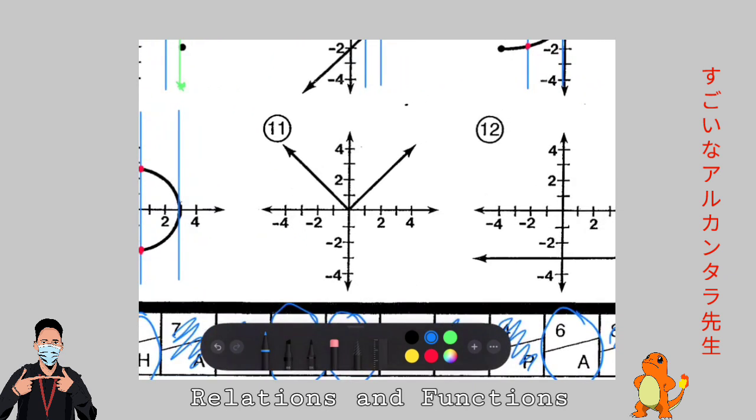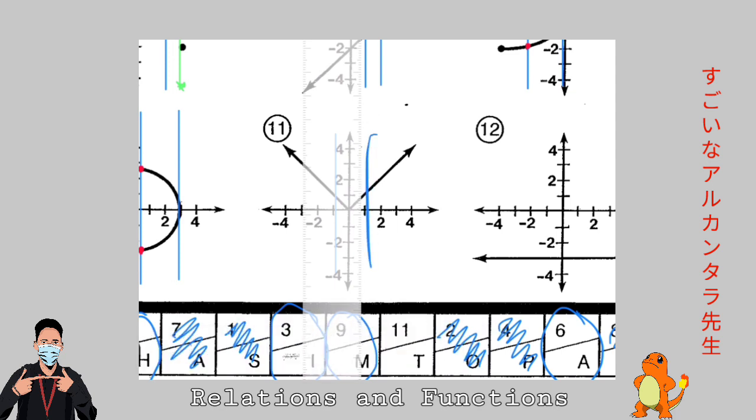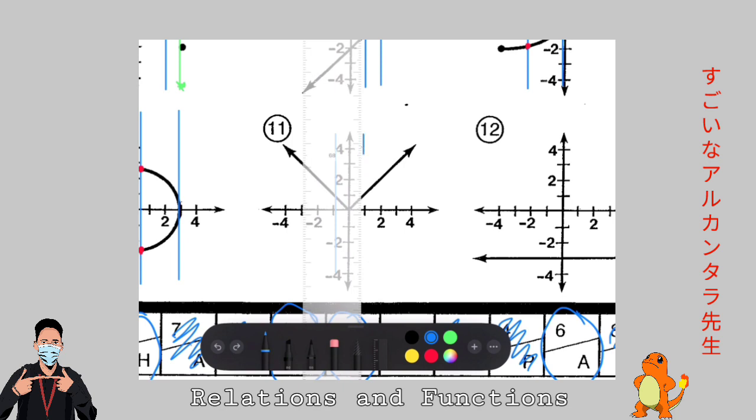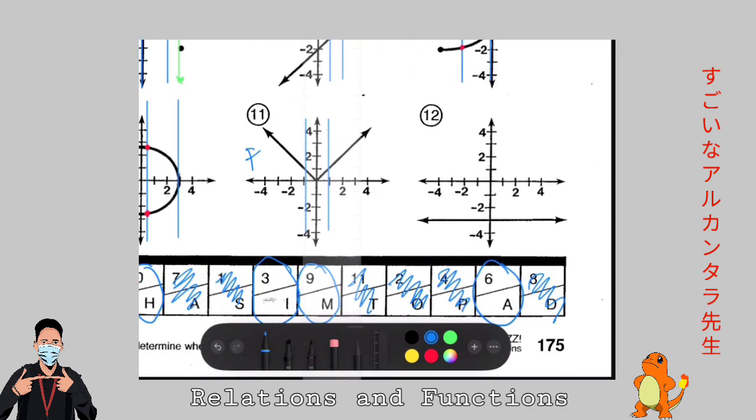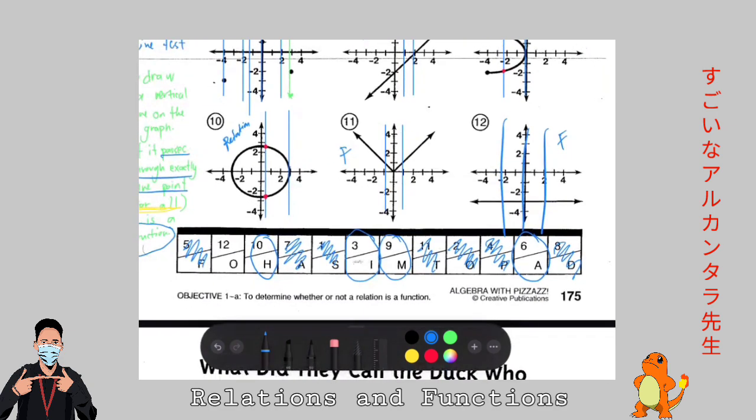Now for number 11, it's not a straight line, but if you draw any line there, anywhere, it's just going to pass through one specific point. Why is the ruler not working? There. So this is basically a function. So we're going to eliminate number 11. Same case with number 12. Draw any vertical line there. I actually gave up with the ruler, but this is also a function. So we're going to eliminate number 12.